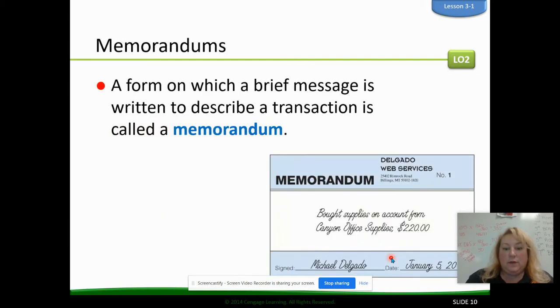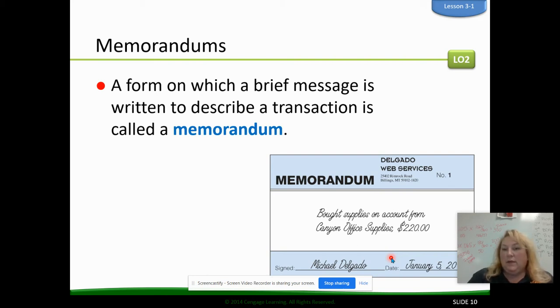Let me go to the next one. All right, and the next one is a memorandum. So if we didn't buy with cash, like this example where we bought supplies on account from Canyon Office Supplies. Anything that happened inside the business, so if the owner went and picked up something, is going to go onto a memorandum. And that should be a familiar business term. It's basically just communication within the business.